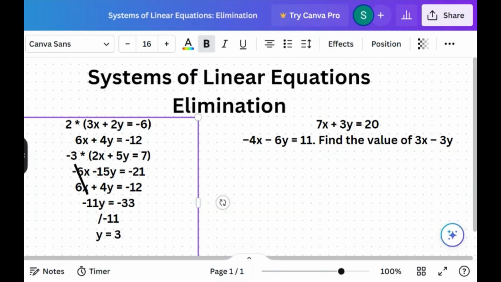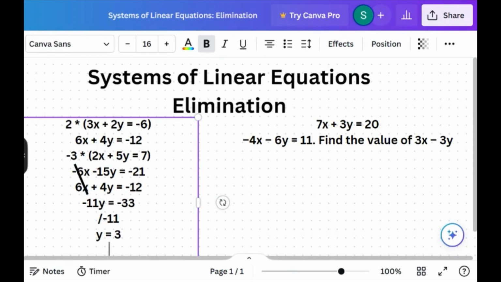Always keep in mind to put it into the original equation, not the one that, like this one, we multiplied by 2 and negative 3. So do not put it into the 6x plus 4y and negative 6x, because those equations are not going to give you your answer. So it's always better to put it into the original equation to test anything at all that you want. And once you're done solving, you can test it into the original equation as well.